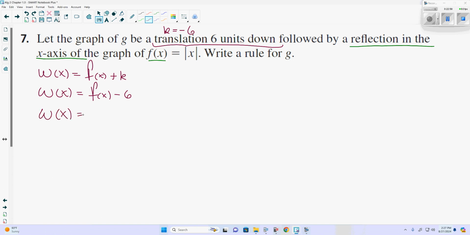Questions on this so far? Yes. Now, since we still have our f of x, we can just replace it with what it's equal to. Since there's nothing in front of the absolute value, or in front of the parentheses, we can drop them, telling us that our translation 6 units down will give us the absolute value of x minus 6. So any questions on our first? So that first one's done.